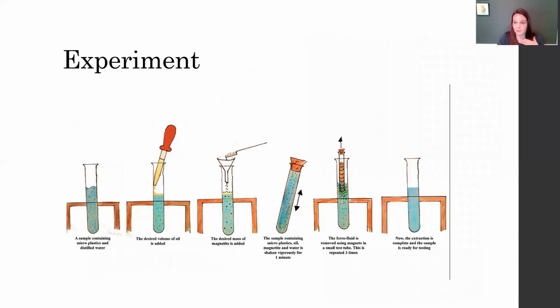So basically what happens is there's a small sample containing microplastics. The ferrofluid and oil are added to that solution, and it's agitated or shaken up. And then another vial with magnets is added, and the magnets actually pick up the ferrofluid and the microplastics, producing kind of a clearer liquid.